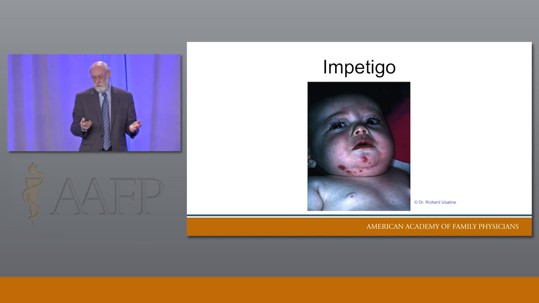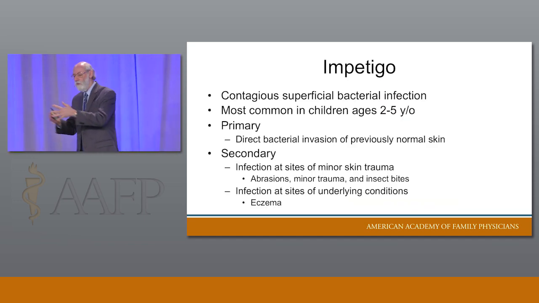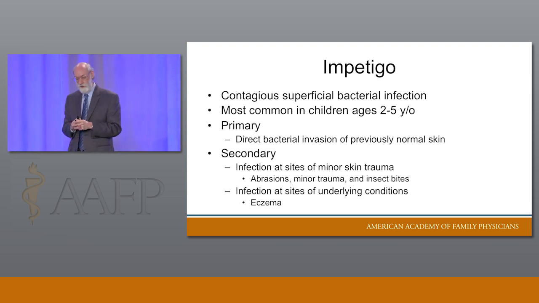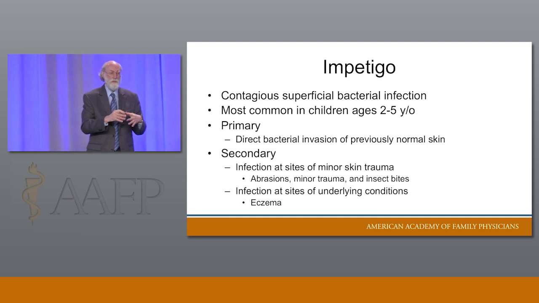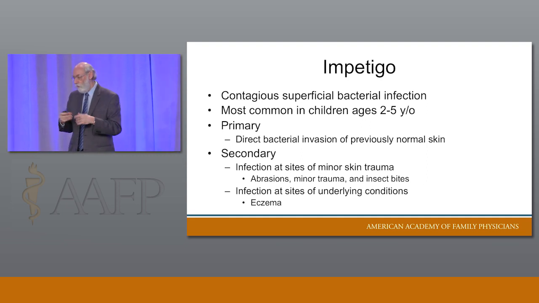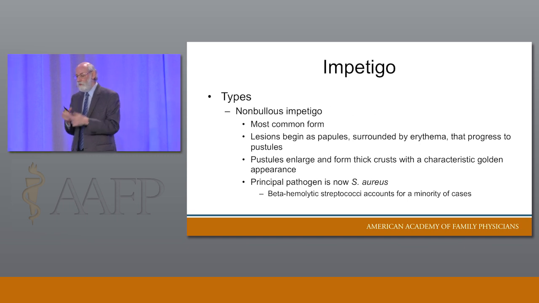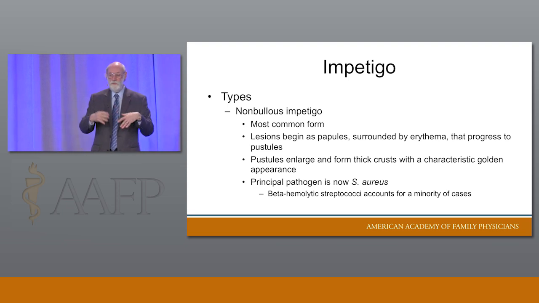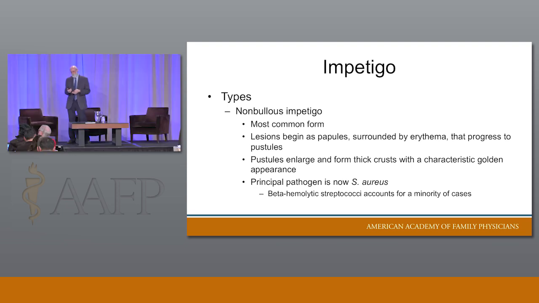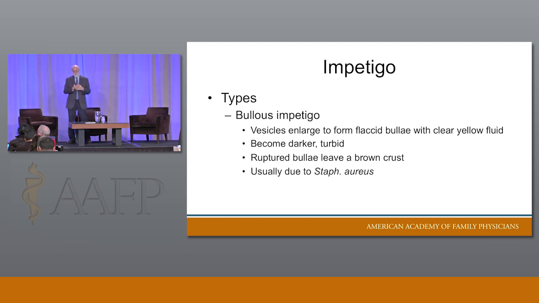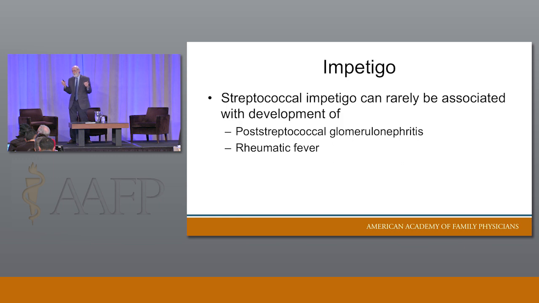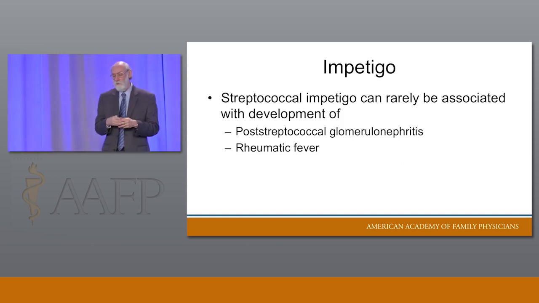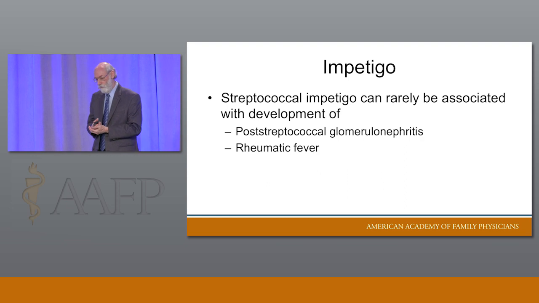A bacterial infection again, typically in the facial area. We see this typically in kids aged 2 to 5. Primary impetigo is on intact skin. Secondary is often in kids who've had trauma or have underlying eczema. Non-bullous impetigo, the most common form, in the past was half staph, half strep. Now it's almost all staph. Bullous impetigo is always staph. These vesicles are yellow or turbid looking and often need to be ruptured and drained. Strep impetigo can cause rheumatic fever and post-strep glomerulonephritis, but again, it's really rare these days.